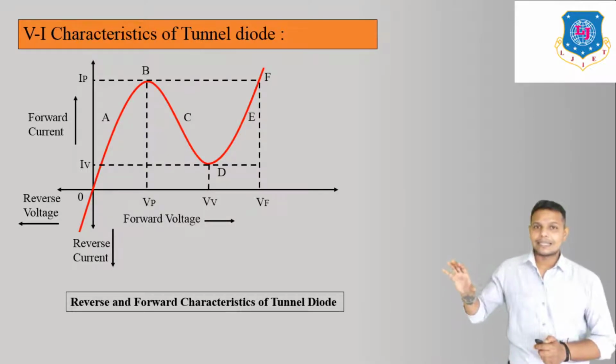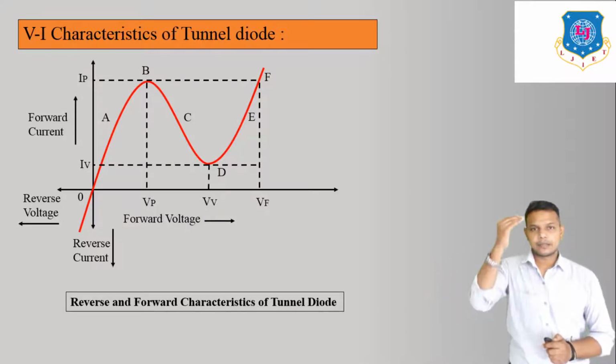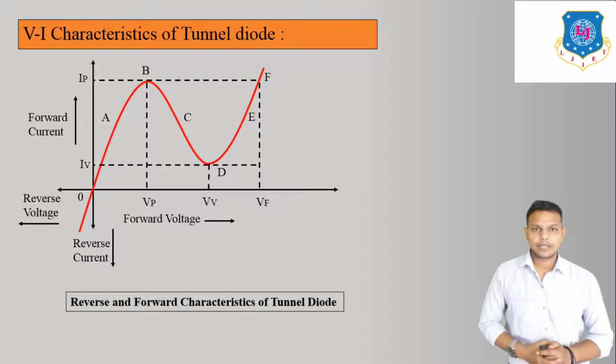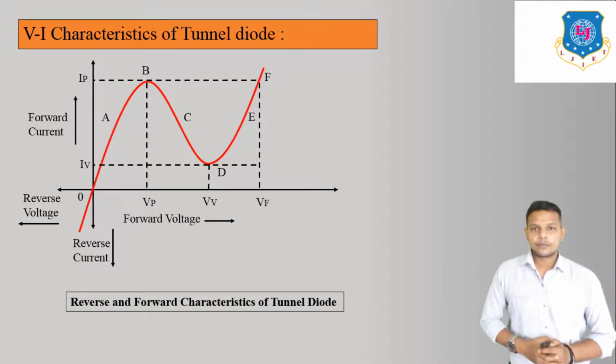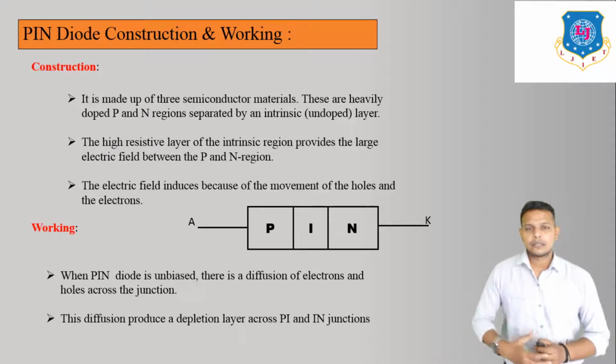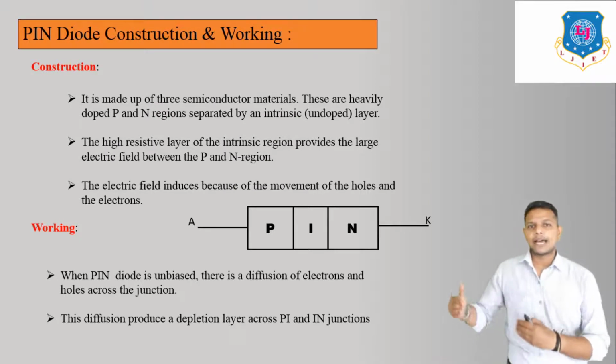So this is the characteristics of the tunnel diode, and after this D point the current will continuously increase in forward bias. So this is the tunnel diode. Now next, let us discuss the PIN diode.